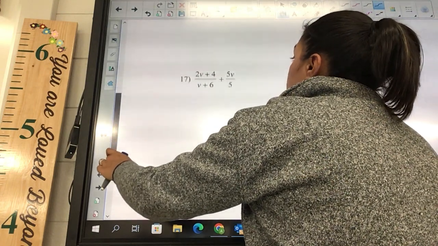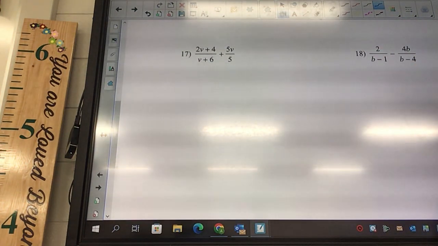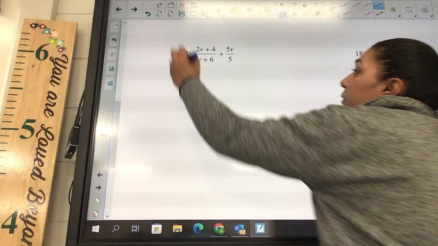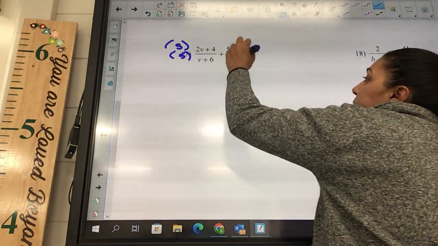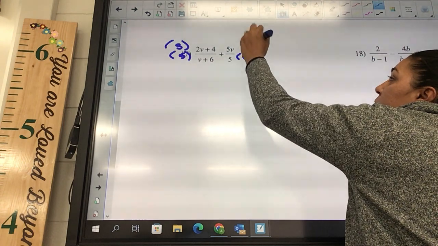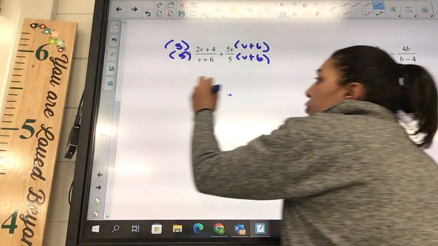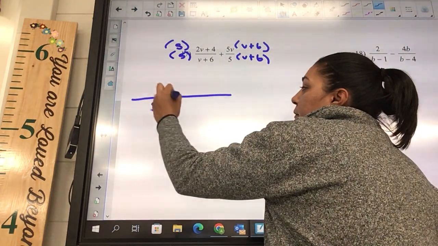Okay, and I'll go back if you guys missed something. So on 17, what is our first one going to get multiplied by? By 5, good. So we're going to multiply by 5 and multiply by 5. What about my second ones? B plus 6. Okay, what is going to be our new denominator? 5 parentheses b plus 6.